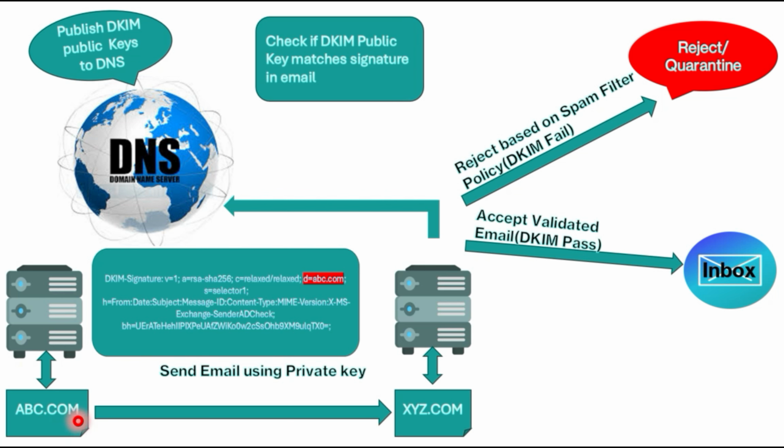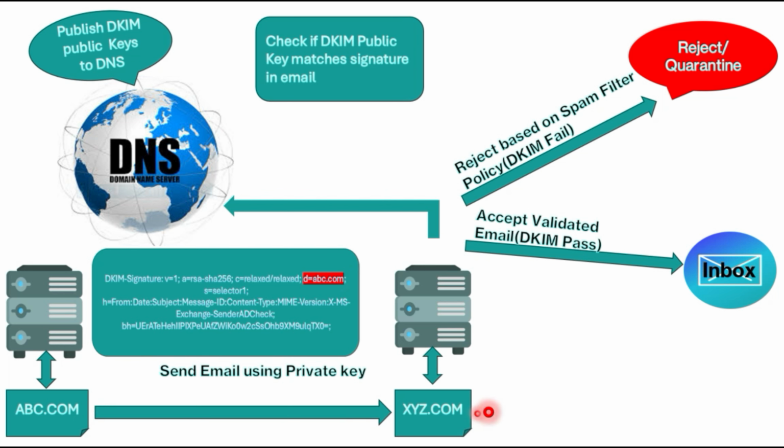So let's again assume that we have two organizations, abc.com and xyz.com, and abc.com has added DKIM records to their public DNS. When an organization enables DKIM, the private key is securely stored on Microsoft servers, and all outbound emails from that organization are digitally signed with this private key. So in this particular case, when abc.com sends an email, it is signed with DKIM signatures.